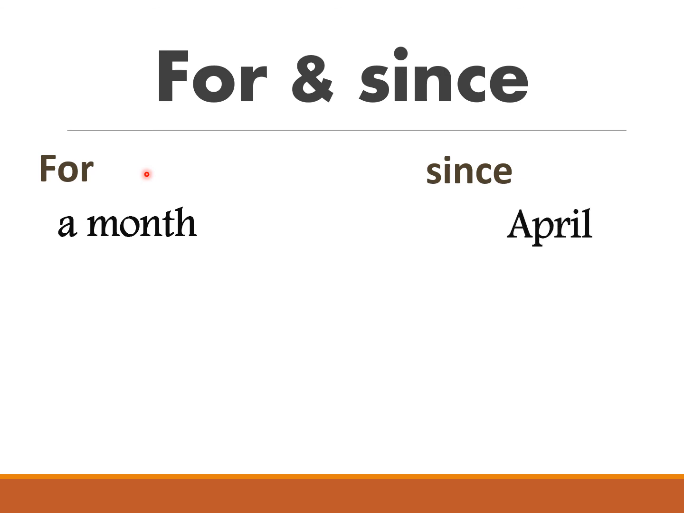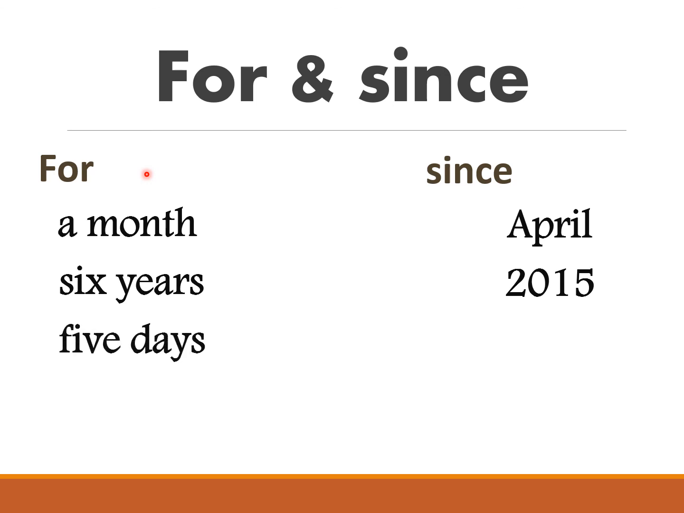Now, I'll show you some examples with for and since. We say for a month, but with since, April. For 6 years, but since 2015. For 5 days, but with since Monday. So for with a period of time, since with the exact time or the starting point of the action.